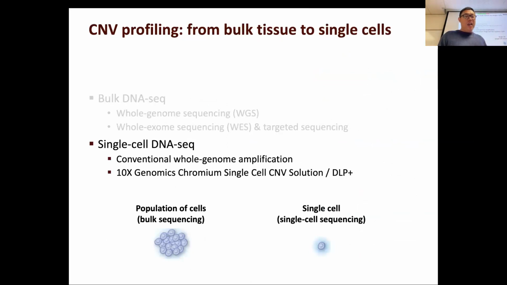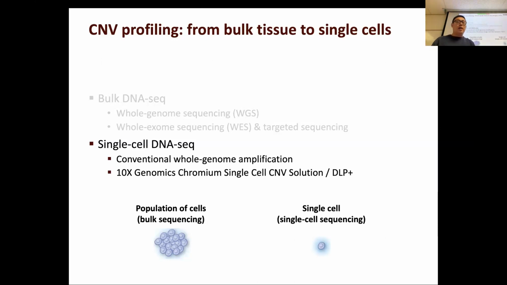I'm going to move on to single cell DNA sequencing from here on. There are 2 different technologies. The first one is more conventional in the sense that you do have to manually isolate each individual cell. It's very laborious. Each cell will be its own reaction chamber. You do the amplification, you do the sequencing, and so on and so forth.